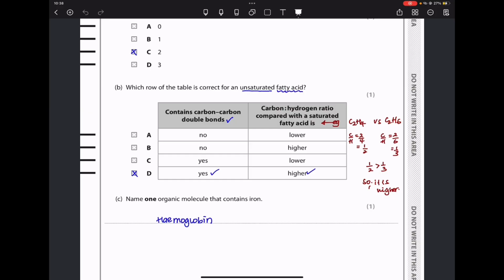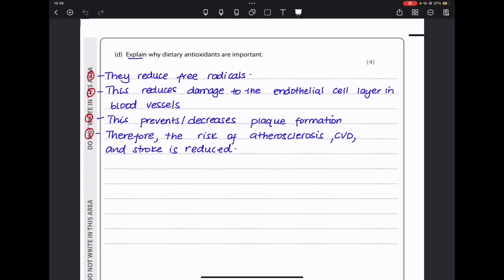In this compound here, we have 2 to 6, which is going to be 1 to 3. We can see this is less than that. So it means the carbon to hydrogen ratio is going to be higher in unsaturated fatty acids. So my answer is going to be a D. In part C, they say name one organic molecule that contains iron. That's easy, it's hemoglobin. Part D, explain why dietary antioxidants are important.